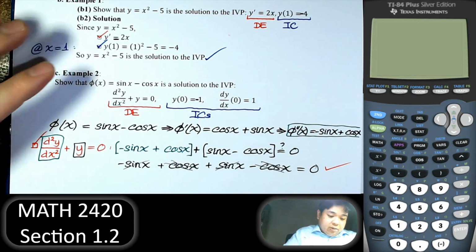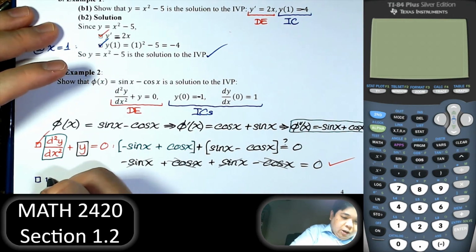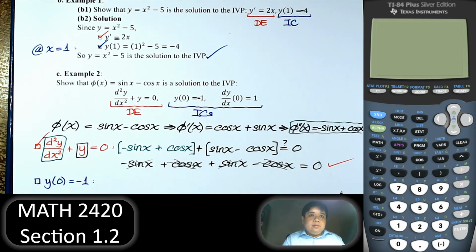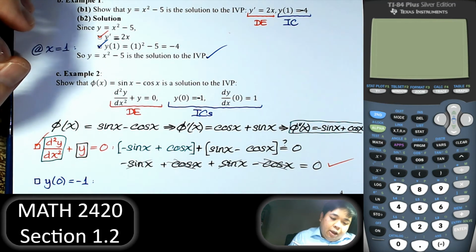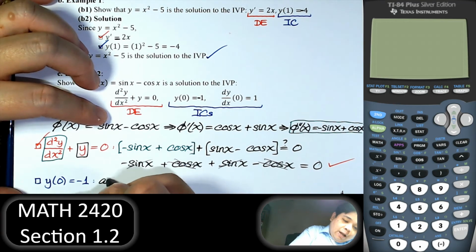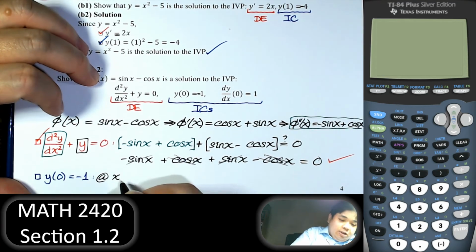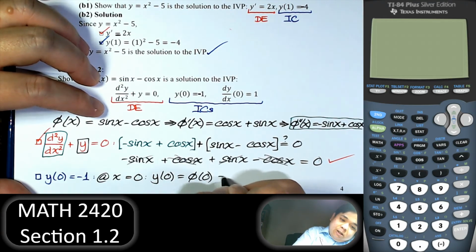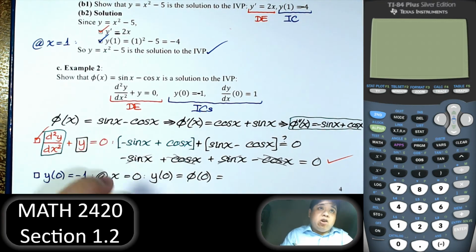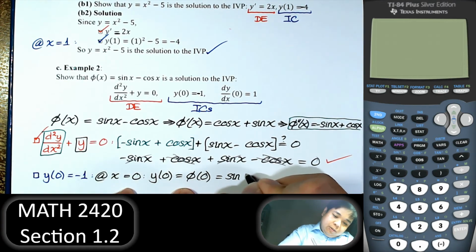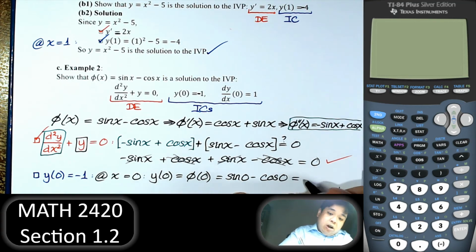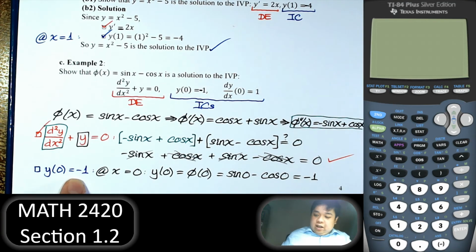Now check the initial condition, y(0) equal to negative 1. When x equals 0, y(0) is the same as phi(0). Put 0 in for x in this function. Sine of 0 is 0, cosine of 0 is 1, so we have negative 1. So yes, that is equal to negative 1.